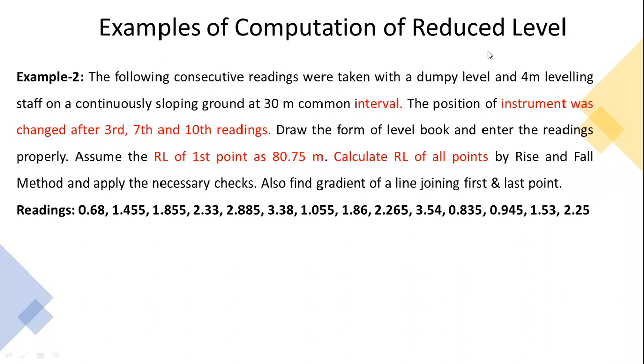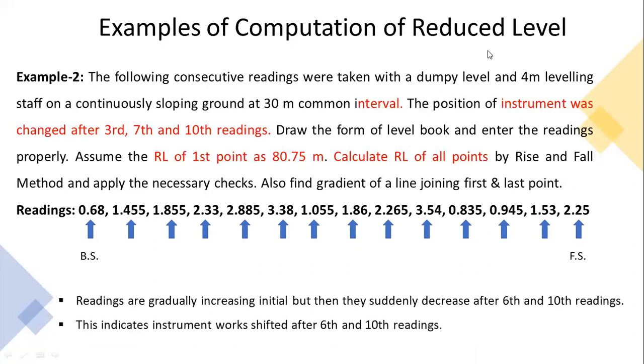So the readings are 0.68, then 1.455, 1.855, 2.33, 2.885, 3.38, 1.055, 1.86, 2.265, 3.54, 0.835, 0.945, 1.53 and last 2.25, right? So we know that the first reading is BS and the last reading is FS, right?